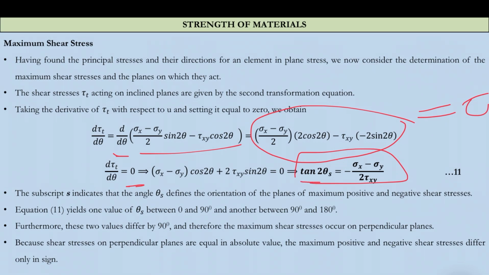and equate it to 0, and the value of theta is given by tan 2 theta s. As P was for principal stresses, we are now using subscript S for the shear plane, the plane on which the shear stress is maximum. It comes out to be minus (sigma x minus sigma y) by 2 tau xy. The subscript S indicates the angle theta s, which defines the orientation of the planes of maximum positive and negative shear stresses. As with principal stresses, the planes of maximum shear stress are at 90 degrees, perpendicular.